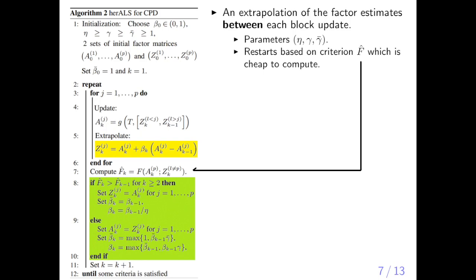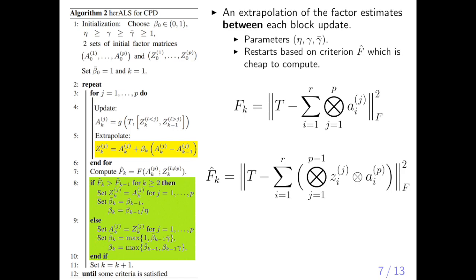Here, the criterion for restart is using the F hat, which is cheap to compute. We now explain why F hat is cheap to compute. Say you are using the objective function as the restart criterion. So, after you update all the blocks from block 1 to block P, if you want to compute the Fk, you have to compute the whole expression as it is. There's no way you can reuse any already computed component for all the blocks.